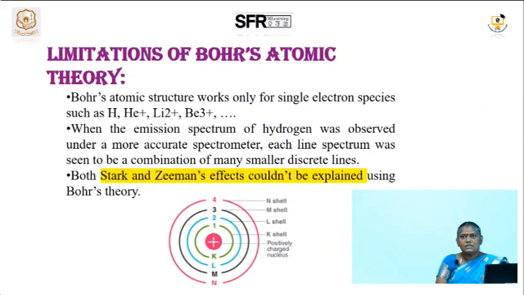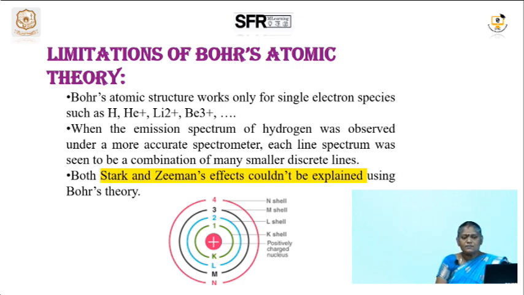What are the limitations of Bohr's atomic theory? Though it explains well the jumping of the electrons from one level to another level, we can see that Bohr's atomic structure works only for single electron species such as hydrogen, helium plus, lithium 2 plus or beryllium 3 plus ions.